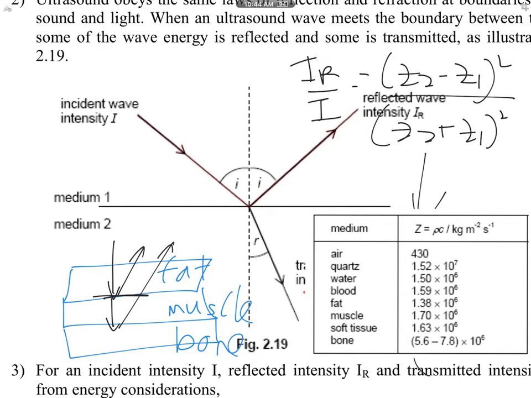Now, if you look at bone, bone has the biggest value in your body. When I ask you what are the two biggest values for specific acoustic impedance, some of you give me quartz, but quartz is not in your body.